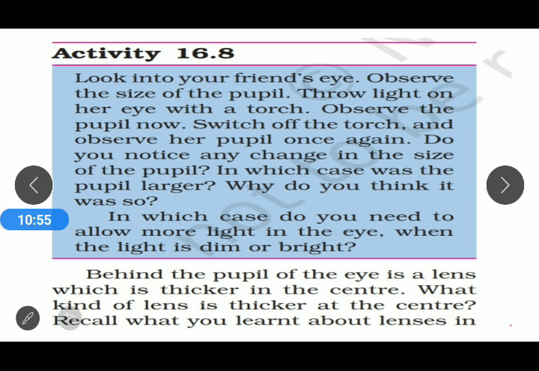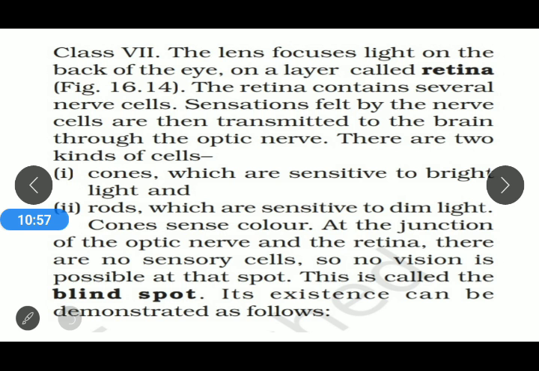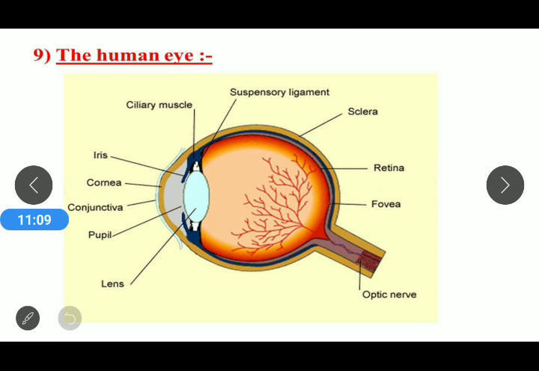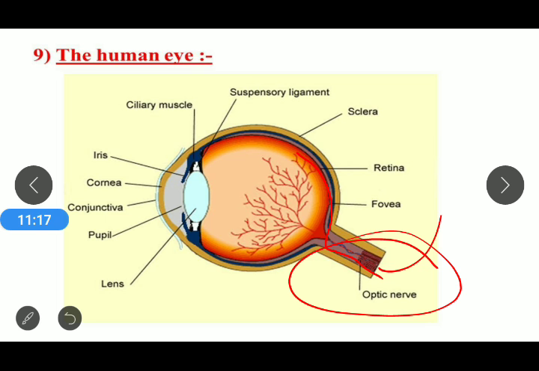The retina contains several nerve cells. These are also called the optic nerves. You can see in the picture that the retina is attached to several nerves, and these are called the optical nerves or optic nerves. These optic nerves are connected to the brain.